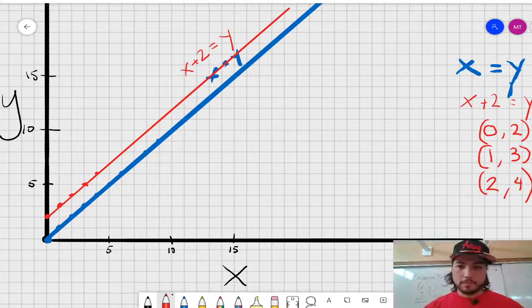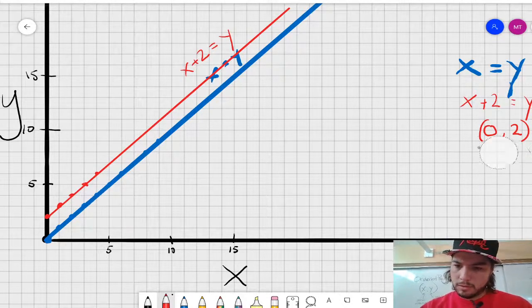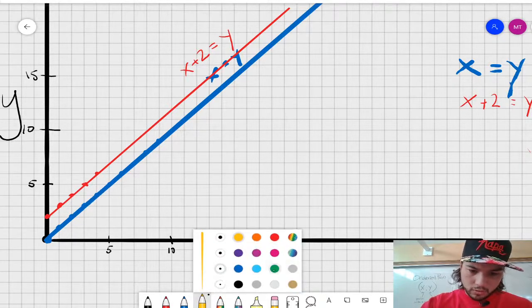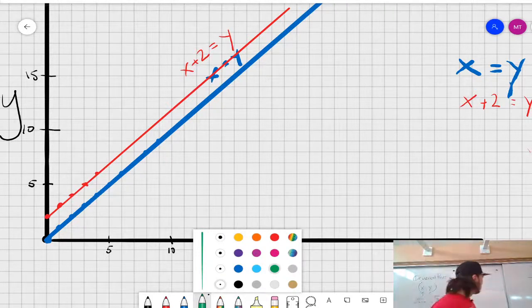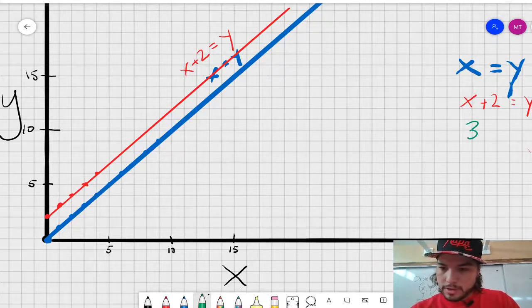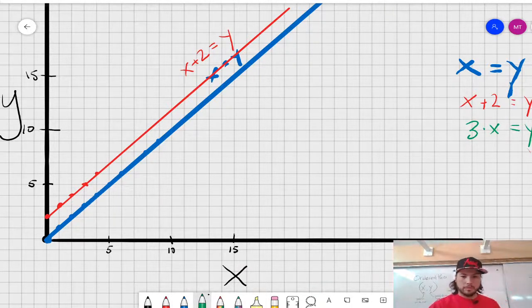While we do that, let's try something different. We're going to do this one in green, shall we? Green. Let's actually plot that one that we had up earlier. Let's do 3 times x equals y, because we've already got that data. So 3 times x equals y, or 3x equals y.